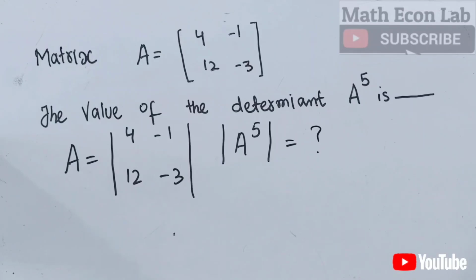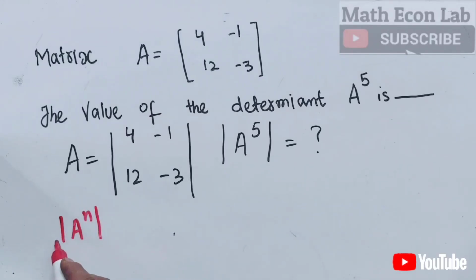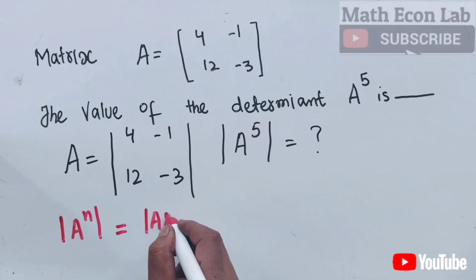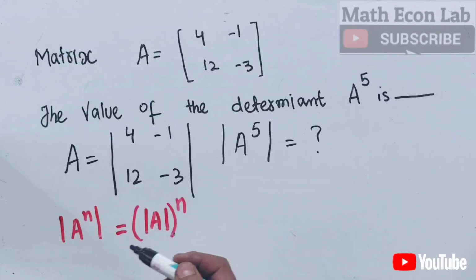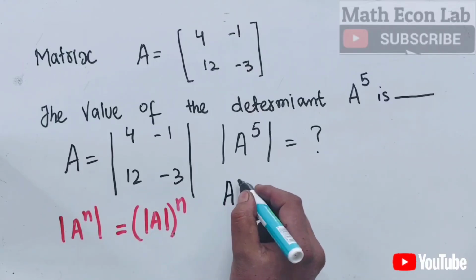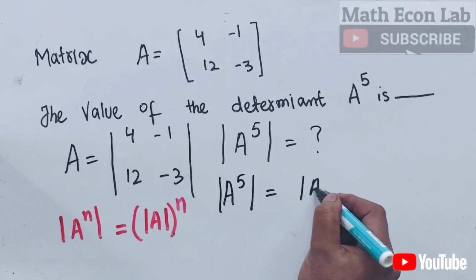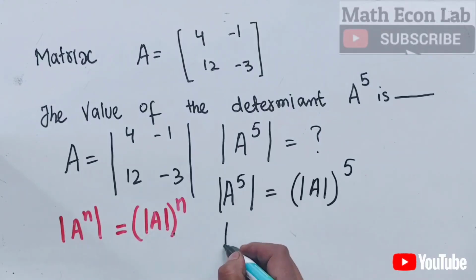Now, one of the properties of determinants is that the determinant of A raised to the power n is in fact equal to the determinant of A whole raised to the power n. By this what we mean? So we have A raised to the power 5. It can be written like this, determinant of A whole raised to the power 5.